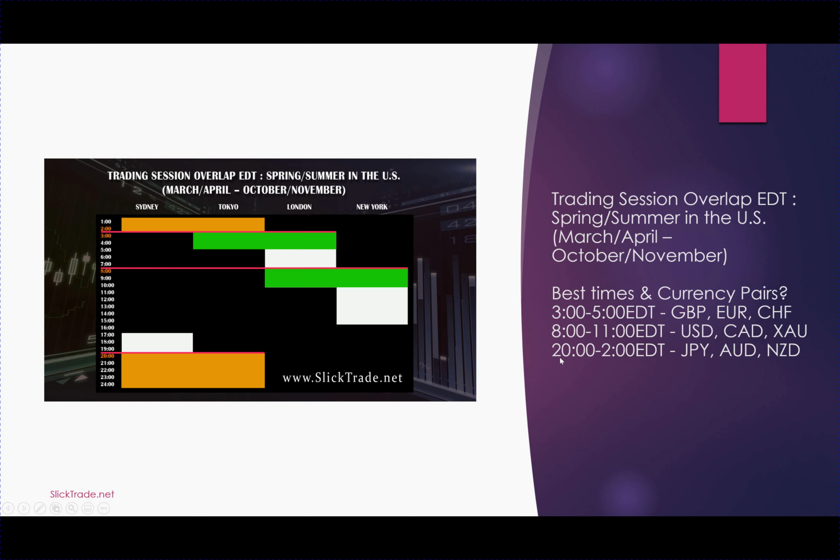And then from 20 to 2. Okay? 20, if you're not familiar with this time, it's 8 p.m. to 2 a.m., okay, EDT. That is the Sydney to Tokyo overlap. That is this orange section here, okay? And the best pairs to trade during this time are JPY, AUD, and NZD.